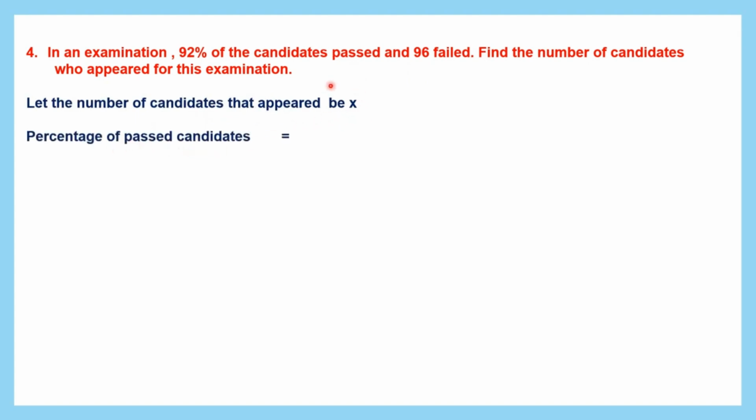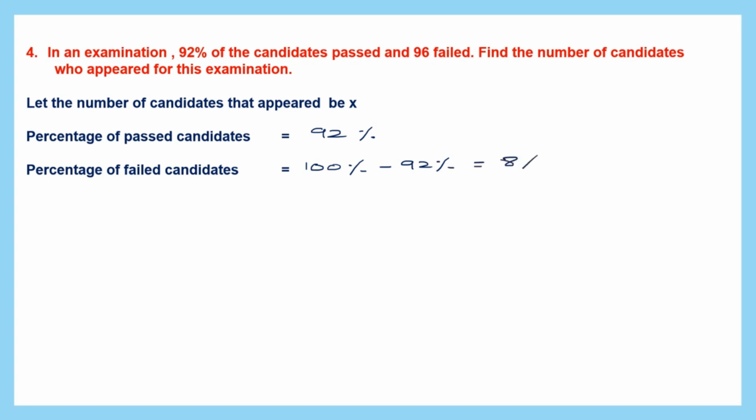Now, percentage of passed students is 92%. So out of 100%, 92% have passed. That means the percentage of failed candidates will be 100 minus 92. Isn't it? 100% minus the pass percentage will give us the failed percentage. So 100 minus 92 is 8. That means 8% of the students have failed. Okay, so how many students have failed? Given to us, 96 students have failed. That means 8% of the total number of candidates, which we said let it be X, is 96.